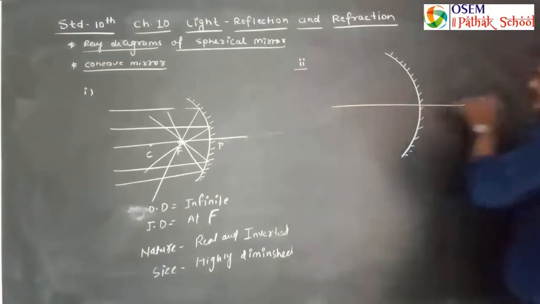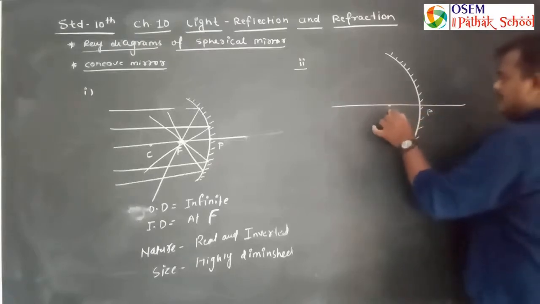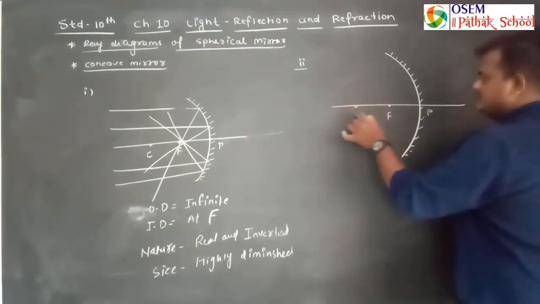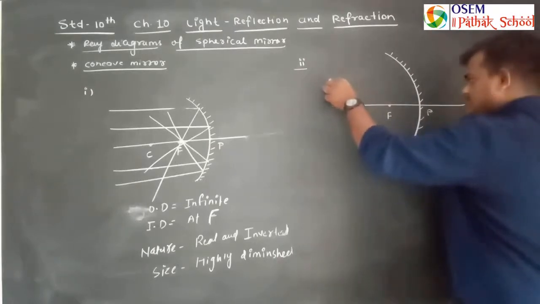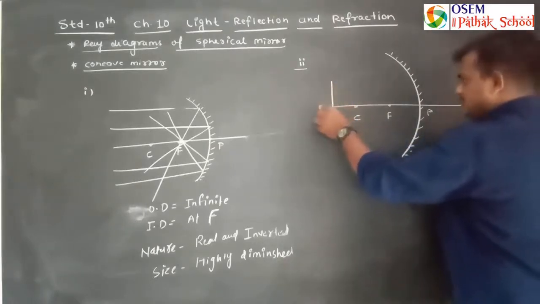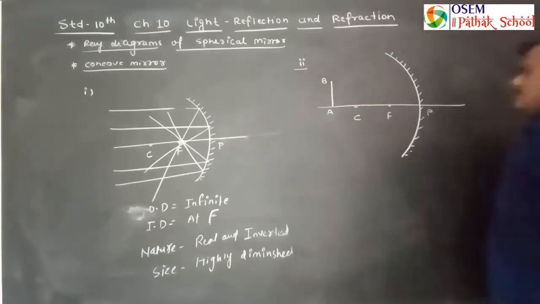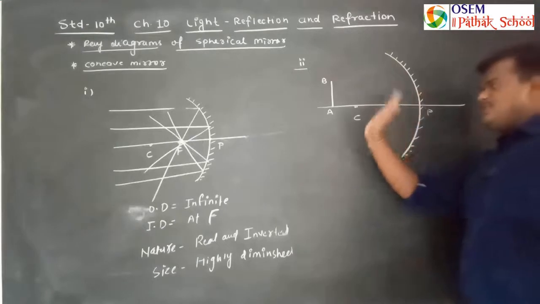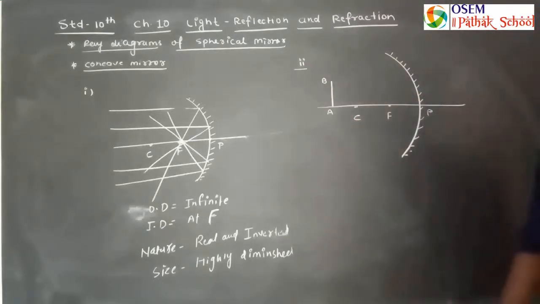This is principal axis P. Here capital F. Here C. Now the object is placed just beyond the C. This is our object A, B. Object is placed beyond the C. C के एकदम पीछे वाले पोर्शन पे रखा वहाँ पे.